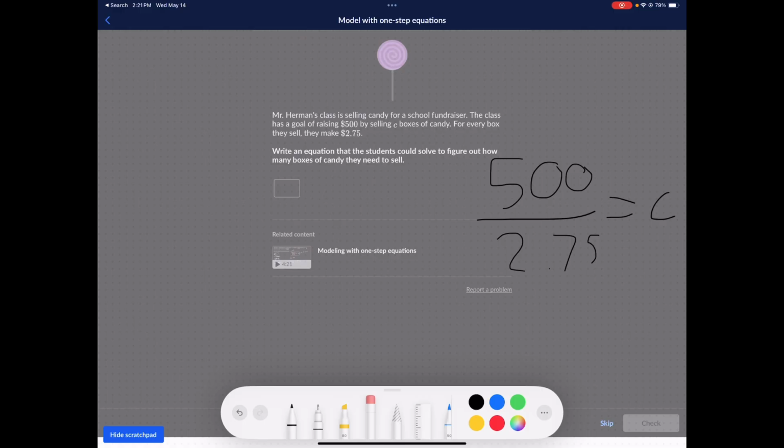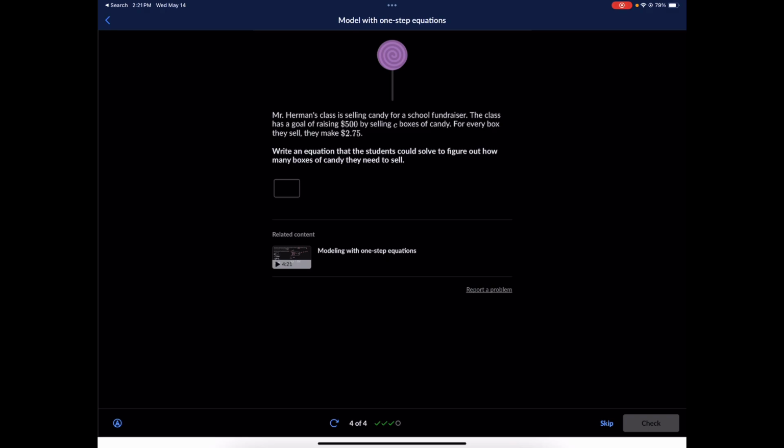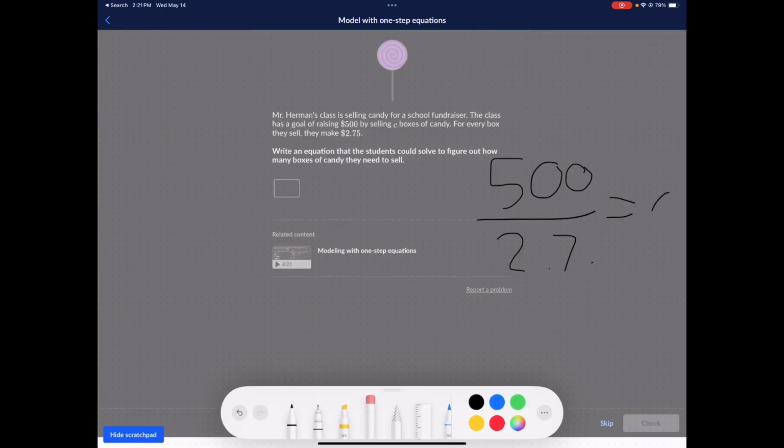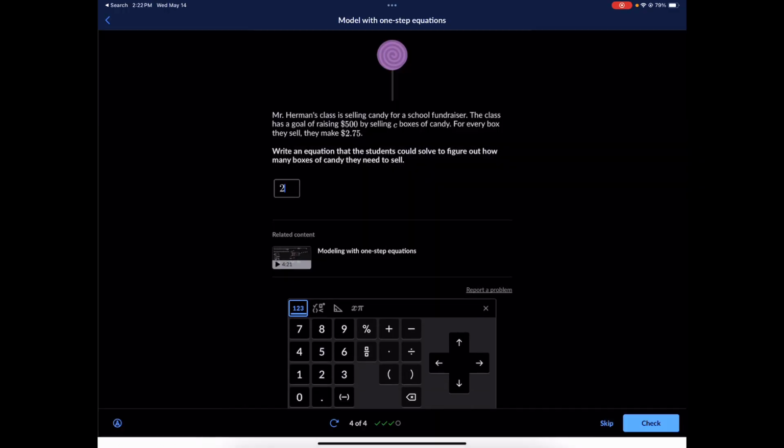So for every box they sell, they want to make 500. So they want the literal equation. So we're going to multiply this to this. So that means that 2.75 is equal to C. So 2.75C is equal to 500. So that's our answer. Let's put it in. 2.75C is equal to 500.